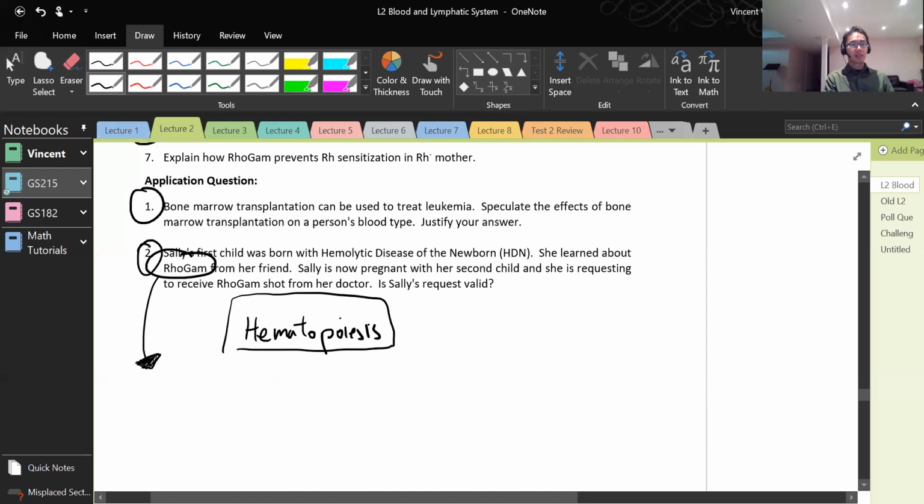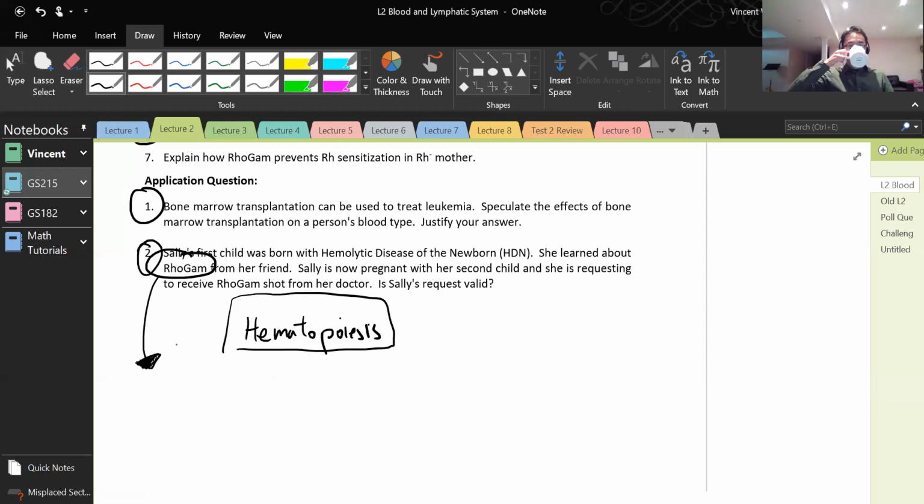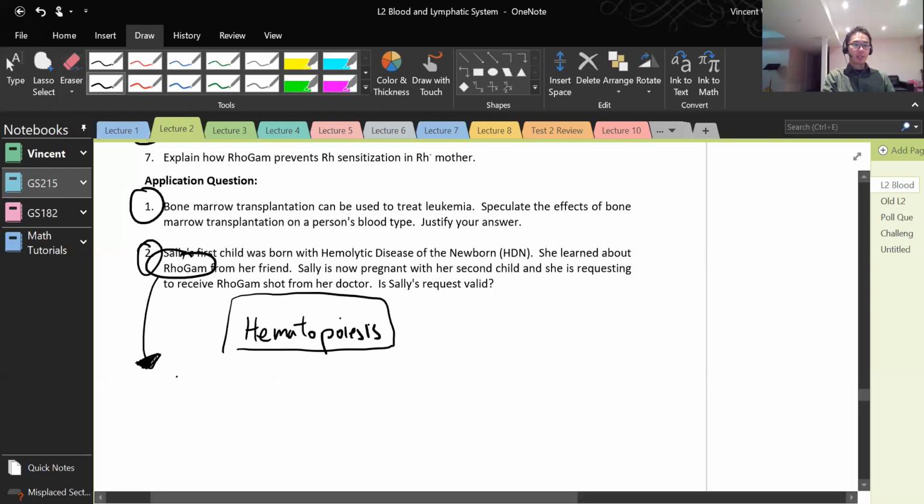First of all, can someone tell me what RhoGAM is? What is this thing? RhoGAM. Anybody? Are those the artificial antibodies? Mhm, that's right. These are artificial anti-RH antibodies.